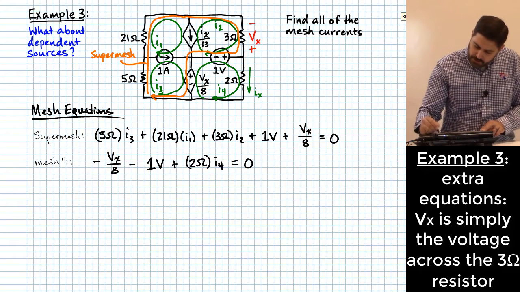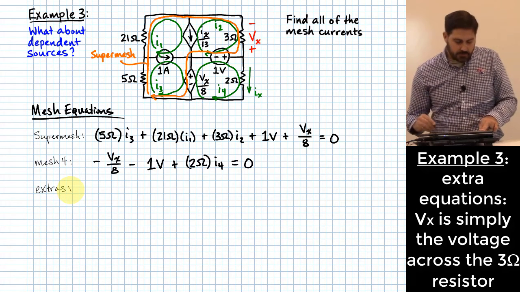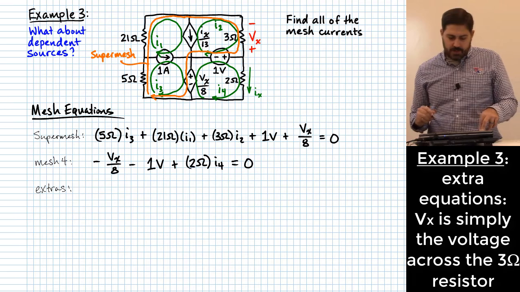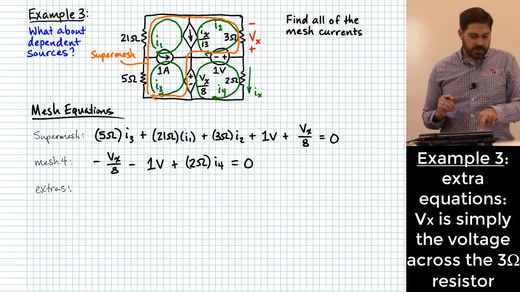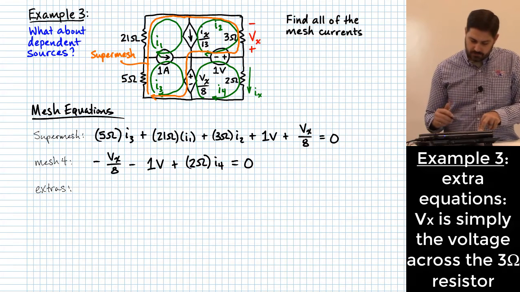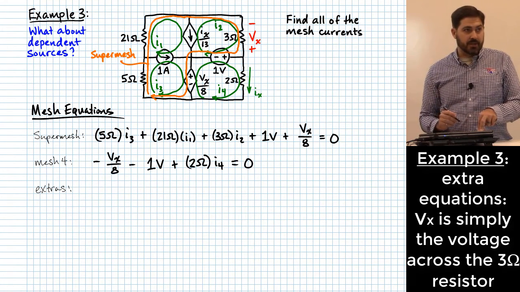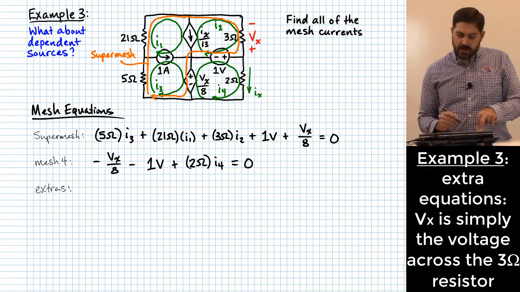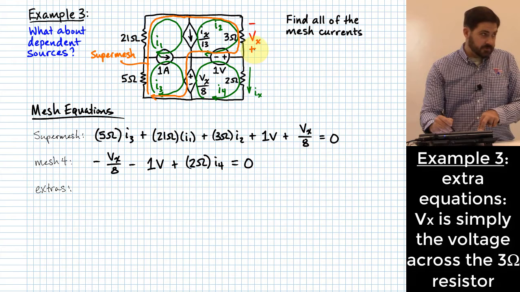Okay, so we'll start with our extras. One of those extras is, well, first of all, is there some kind of a relationship for Vx? Okay. Vx is the voltage across the 3 ohm resistor, right? Yeah, here I called that 3 ohms times I2. But that is Vx, right? Kind of. What's the only difference?